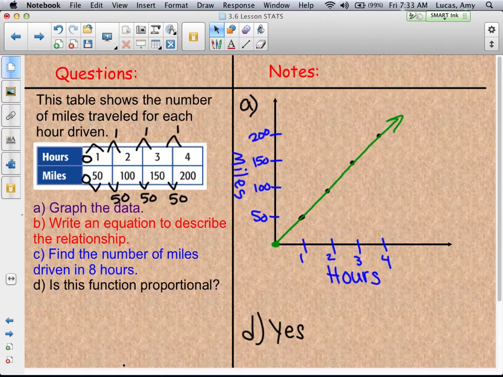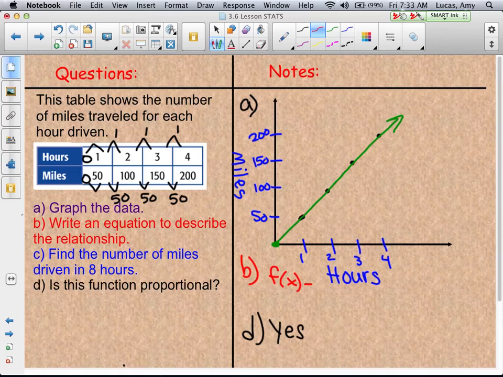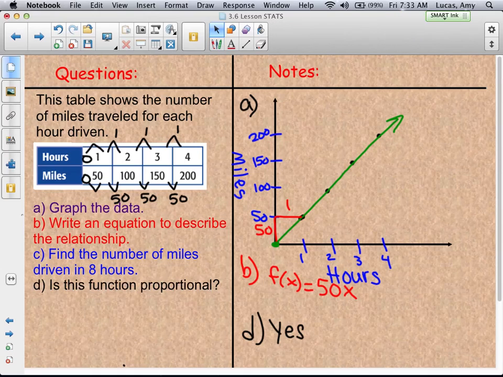Now write an equation for this relationship. For part B, my equation, well, the rate of change or the slope of this line, it's going up 50 over 1. So rising 50, and the run is 1. So my slope or rate of change is 50, and then I put in my x. I don't have an intercept because it goes through 0, 0.